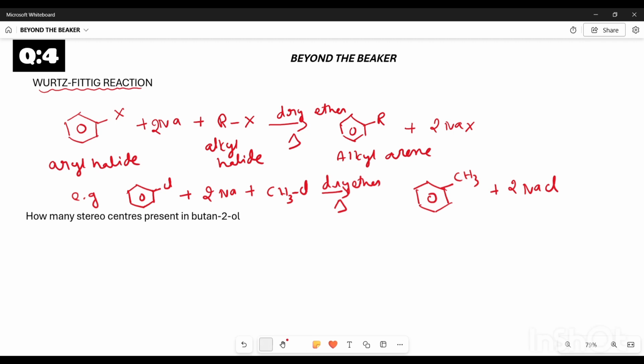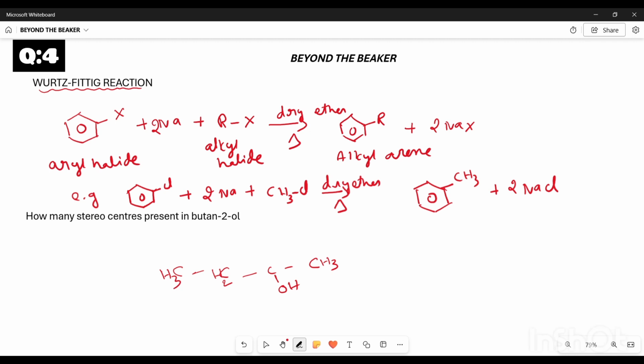So the next question is, how many stereo centers are present in butan-2-ol? First I write the structure of butan-2-ol. But means 4 carbon atoms. I write first 4 carbon atoms here, 1, 2, 3, 4. So butan-2-ol has an OH group at position 2. The structure is CH3, CH(OH), CH2, CH3.